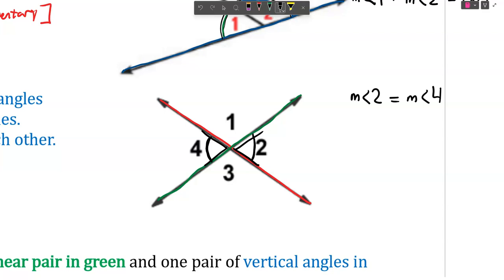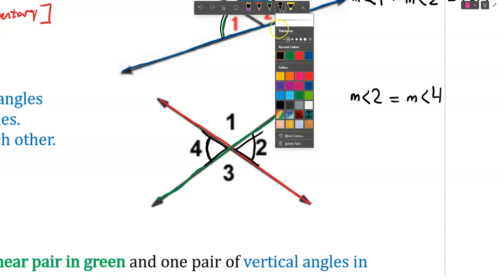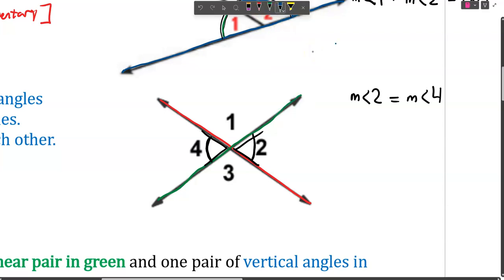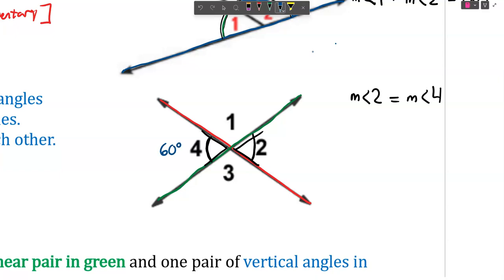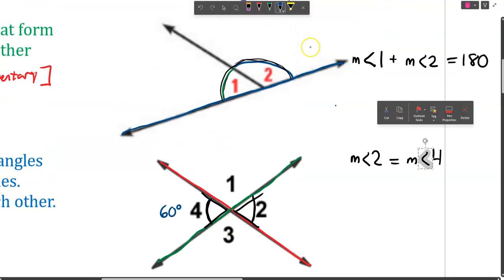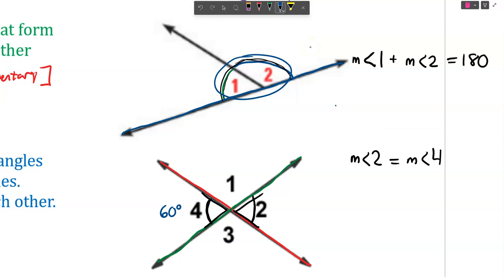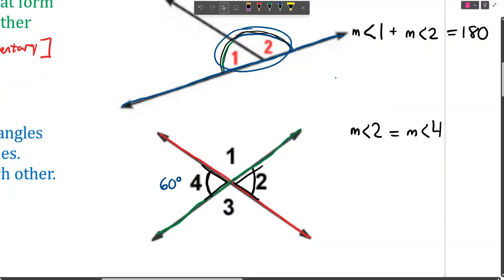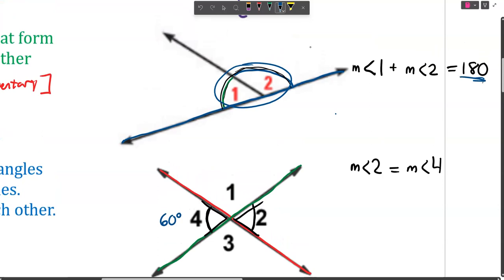But let's talk about why. Let me give you a for instance, and this is just a sample of why this works. Let's say that angle 4 measures 60 degrees. Based on what we just talked about in the previous example, look at angle 4 and angle 1. They look very similar to what I have here because they are adjacent and their non-common sides form that green line. So angle 4 and angle 1 are a linear pair, and we know linear pairs add up to 180.